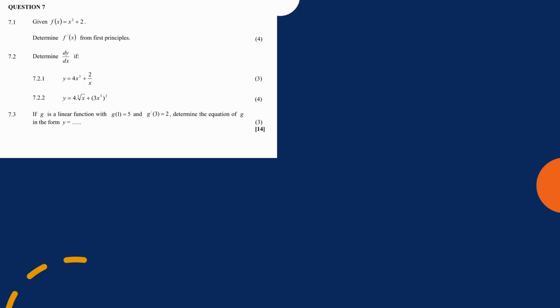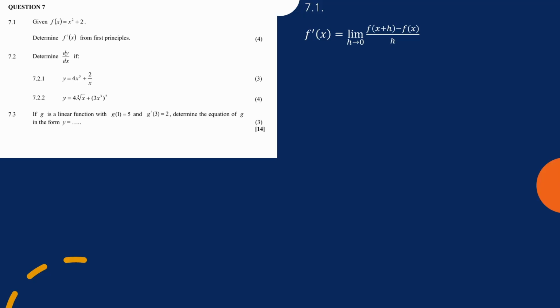Question 7.1. Given f of x is equals to x squared plus 2, determine f prime of x from first principle. That is, we are asked to differentiate the function using first principle. And we know that we're going to use the following formula, which goes f prime of x is equals to limit as h approaches 0, f of x plus h minus f of x all divided by h.